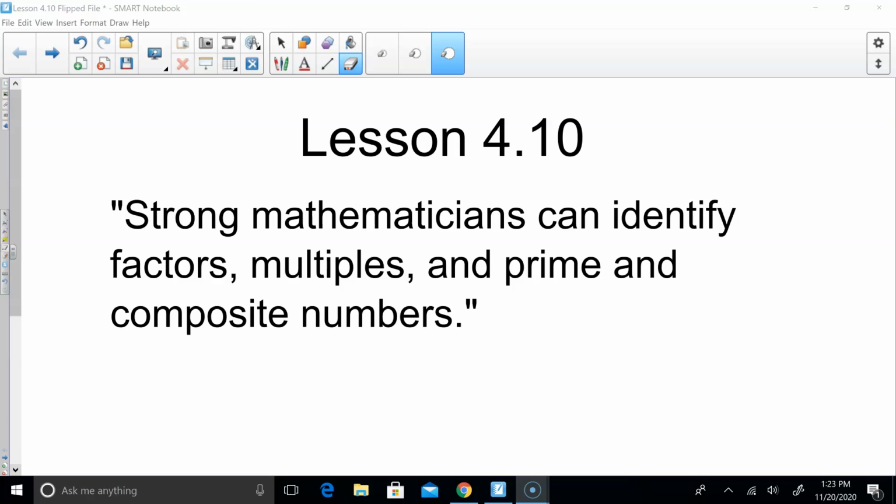Today, strong mathematicians can identify factors, multiples, and prime and composite numbers. So, some vocabulary words that we're going to work on. It's a 2-day lesson. We're going to break it into different parts. So take out your notebook and your pencil, and write down today's date and the name of the lesson, and let's get started.